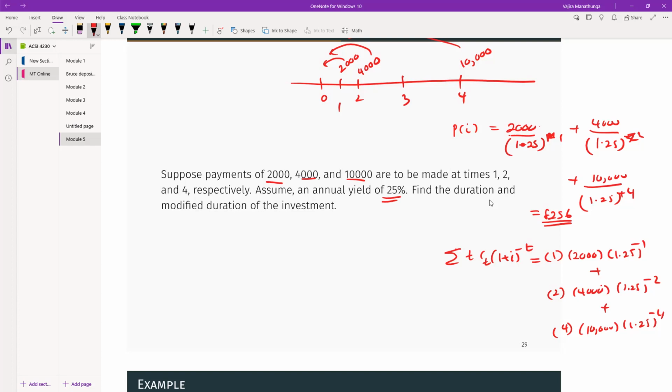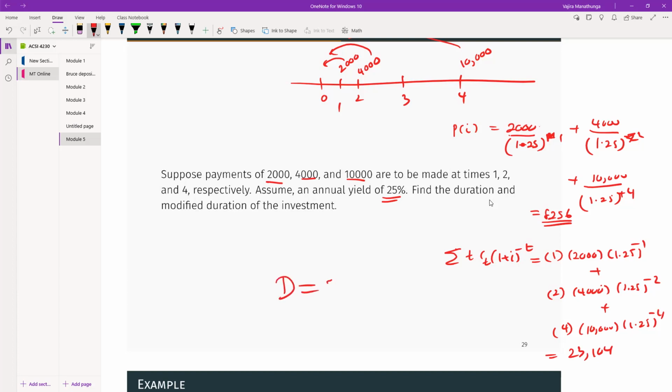2 times 4,000 times 1.40, plus 4 times 10,000 times 1.25. So I get this one as 23,104. So I can calculate the duration.